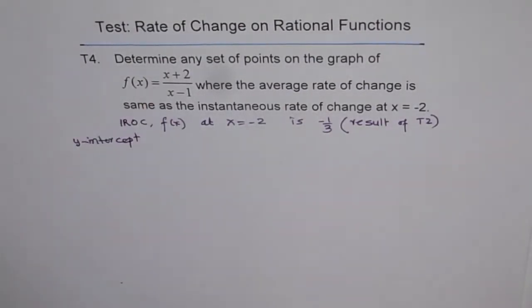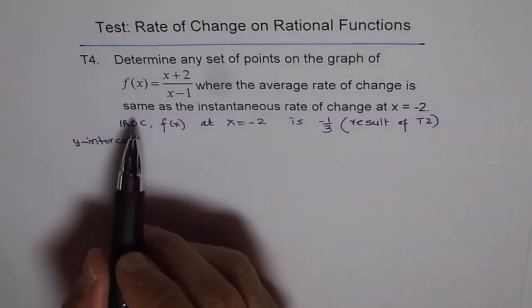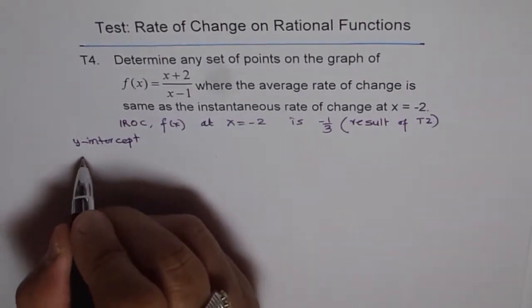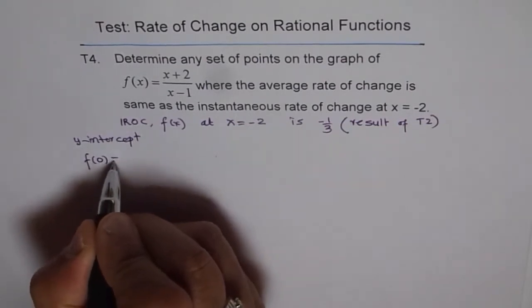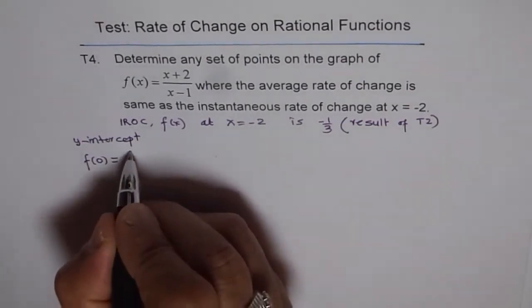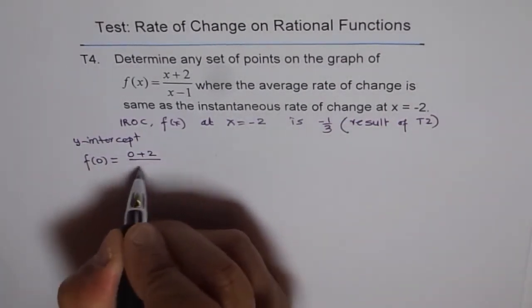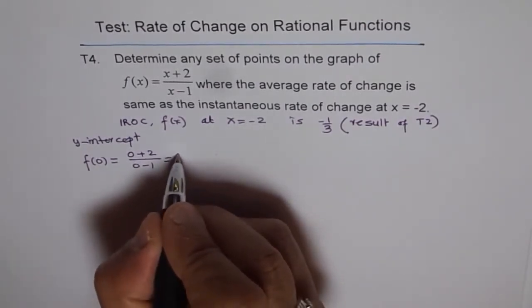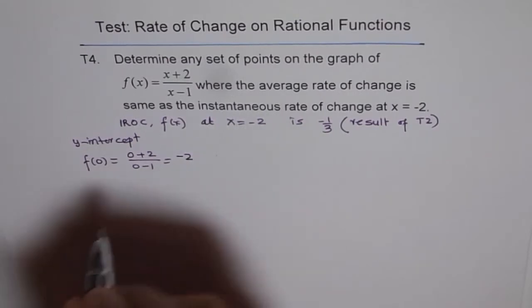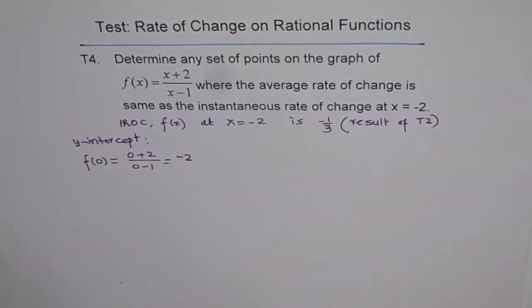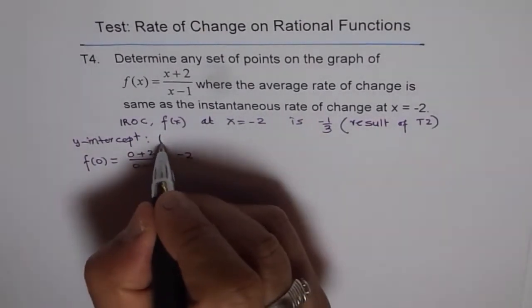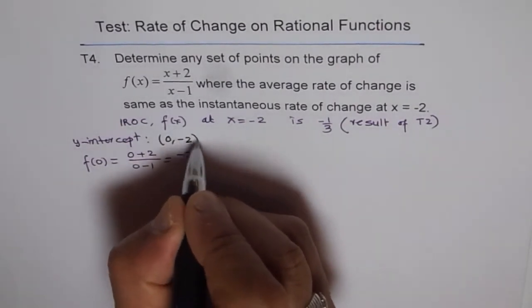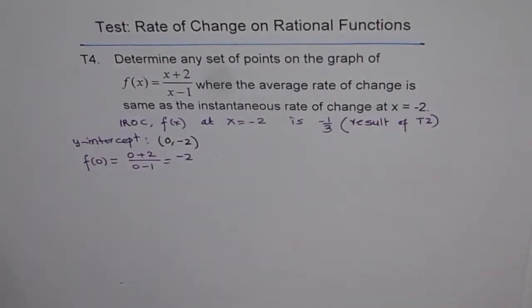Now what is the y-intercept? It is the point where x is 0. So at x = 0, we get (0 + 2)/(0 - 1), and that gives me 2 over -1. So we get -2. So our y-intercept is (0, -2). So we got one of our points, that is (0, -2).